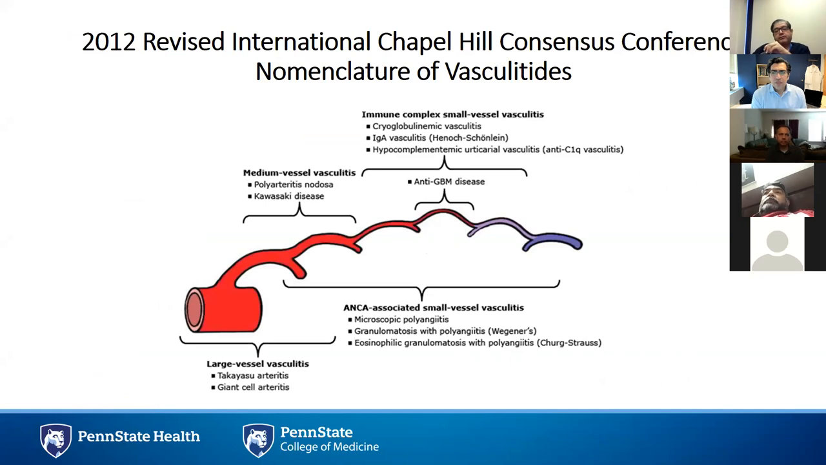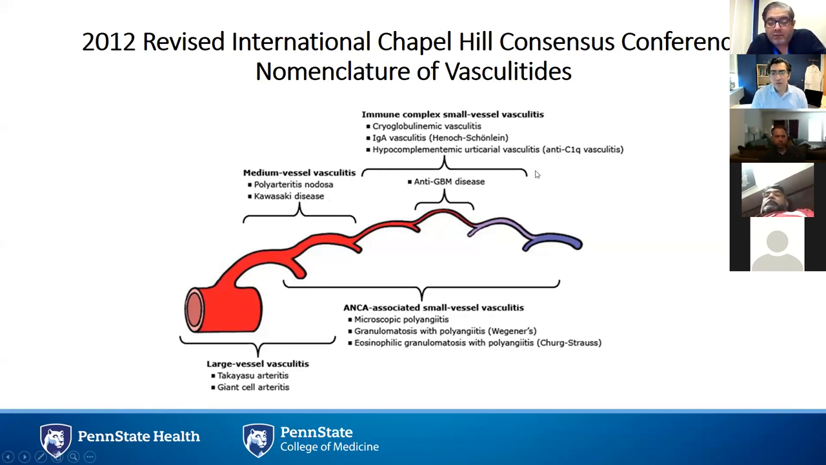So this is some nomenclature and a big picture view of the 2012 revised Chapel Hill Consensus Conference classification of all these vasculitides. So this is the large vessel vasculitis, you remember Takayasu's and giant cell, or it goes to the medium size. So this is PAN or Kawasaki's disease.